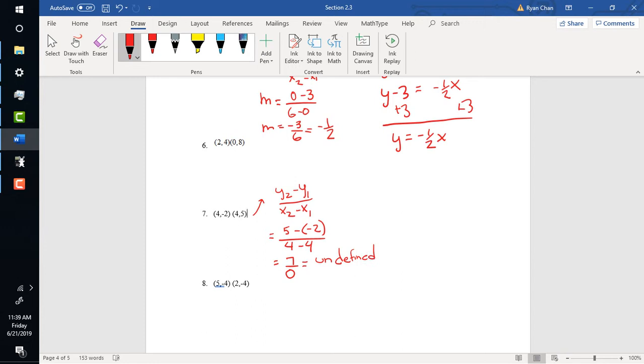So if I graph this, I have 4, -2. I'm just going to do this really quickly. Sorry, 4, -2, and then 4, 5. Let me erase that. I can draw a vertical line. It goes through those 2 points. So it's going to be x is equal to 4, because x is always 4.